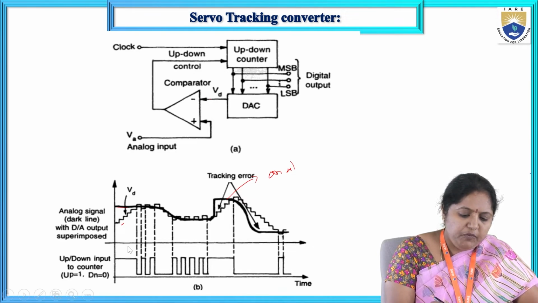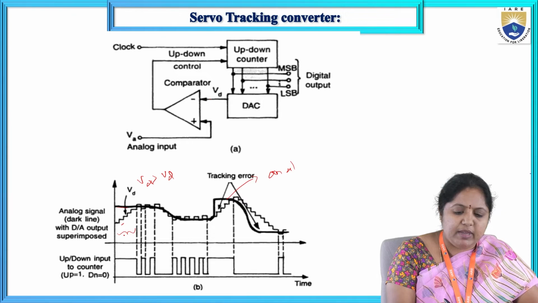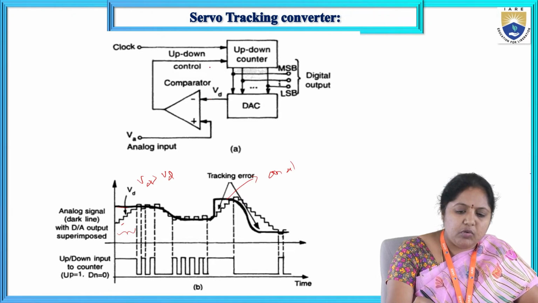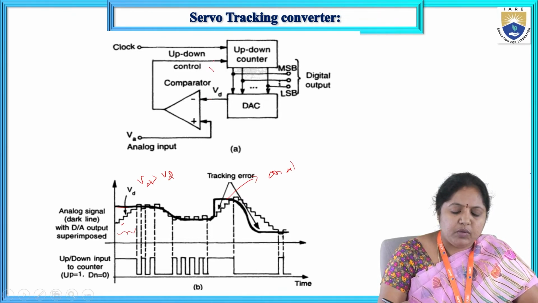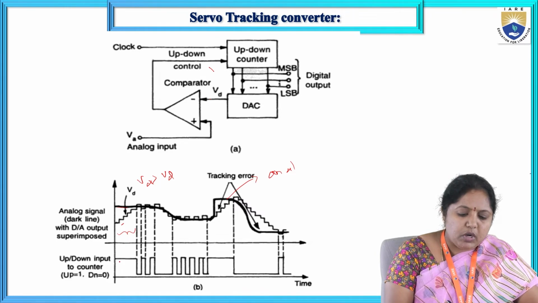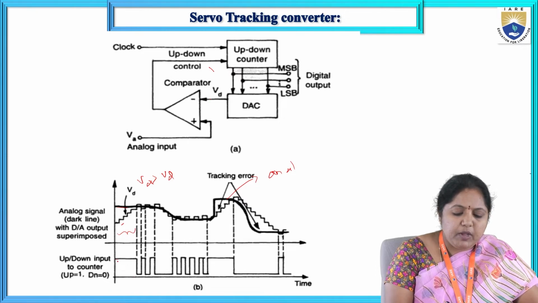Now, if you observe here, for the entire duration of time, the VA value is greater than the VD value. Now your control value equals 1. So this waveform is nothing but the input of the up-down counter. The input of the up-down counter is continuously 1 up to here.